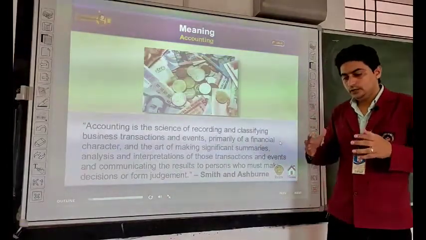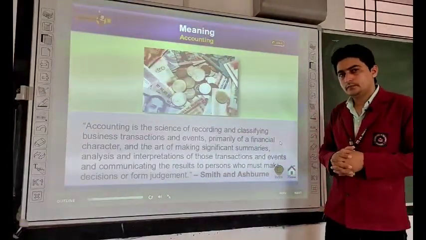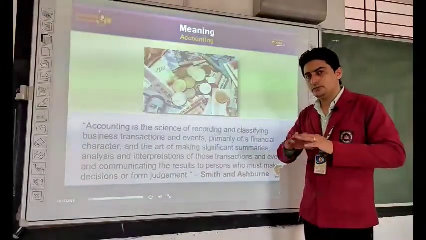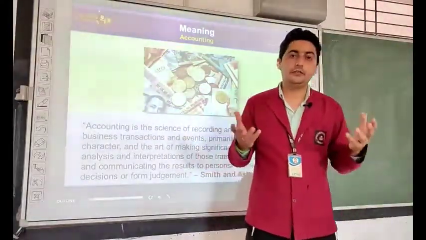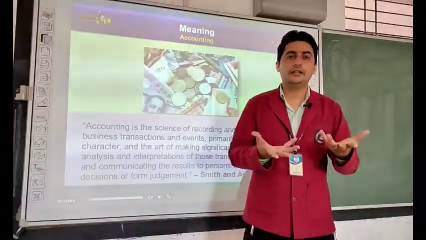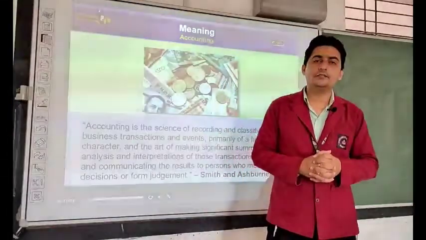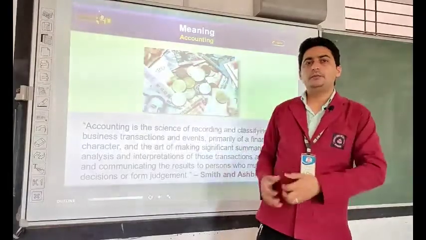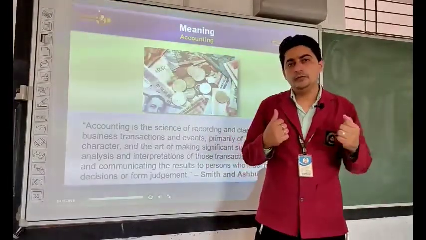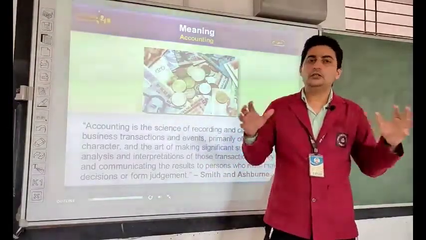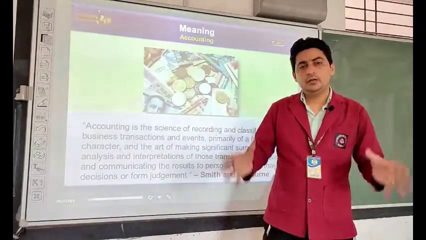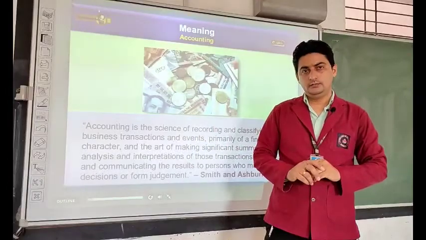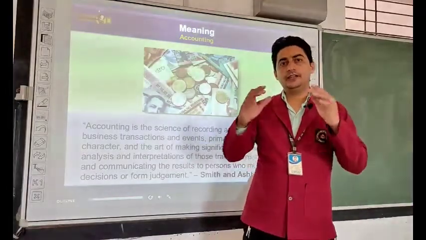Once you record the entry, you will classify it, and afterwards you will summarize it because you need results. After summarizing you will get results: you will get profit, you will get loss, the amount of assets, the amount of liabilities, the amount which you have to pay to different people, the amount which you have to take from different people. You will get all these things. After summarizing, now you have results. Now you have to analyze this result so that you can take the correct decision.